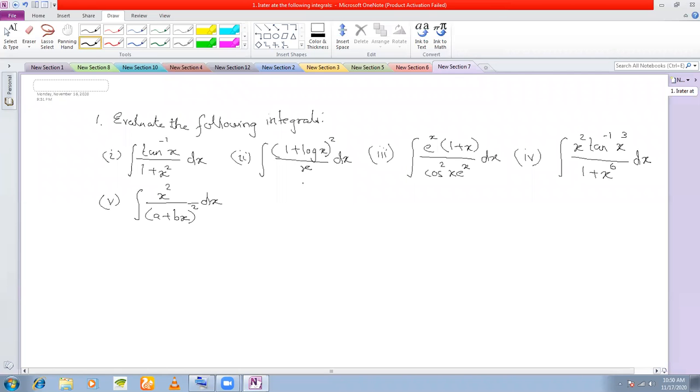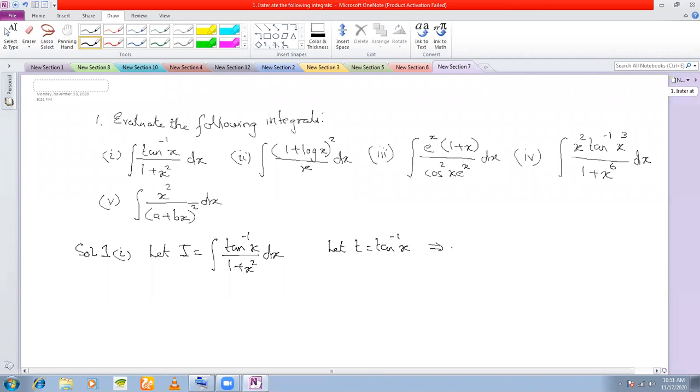So let us try to evaluate these 5 integrals from where we had left, that is integration by substitution. For the first one, you start by saying let I is equal to integration of tan inverse x by 1 plus x square dx. Now you know that the derivative of tan inverse x, d/dx of tan inverse x, is 1 by 1 plus x square. So I say here let t is equal to tan inverse x.